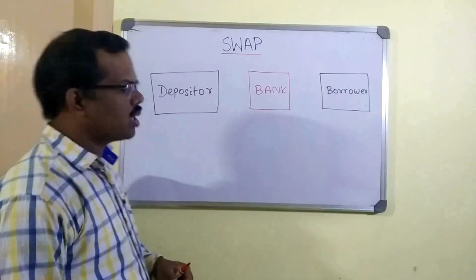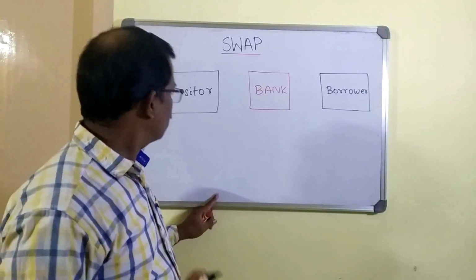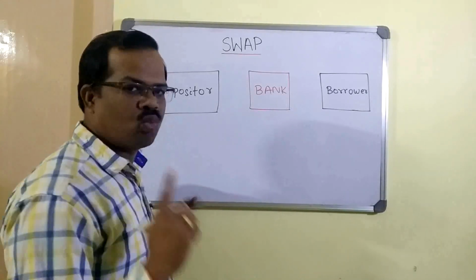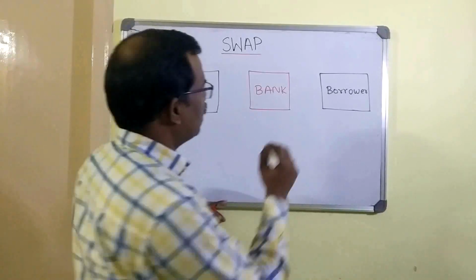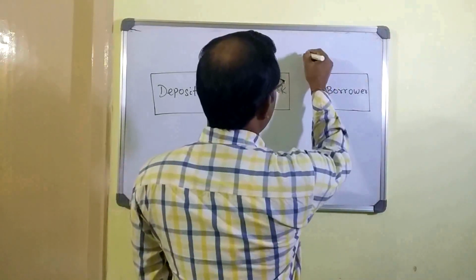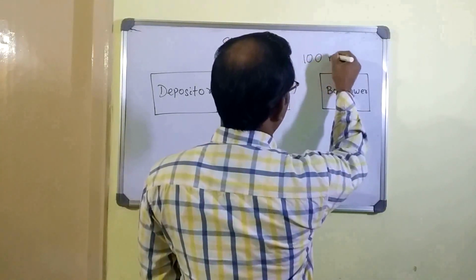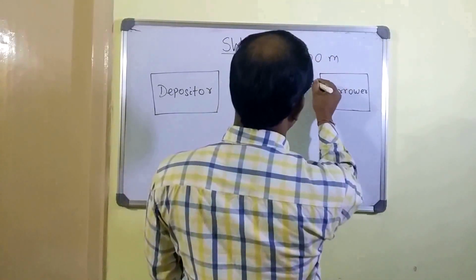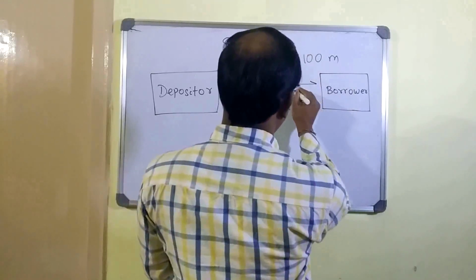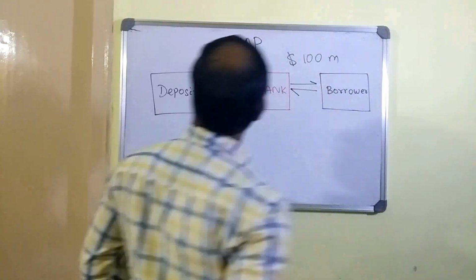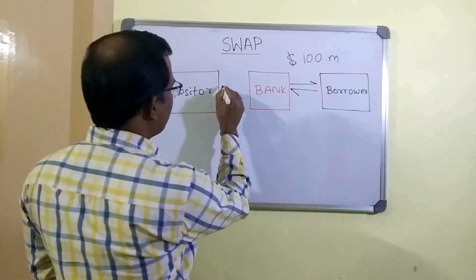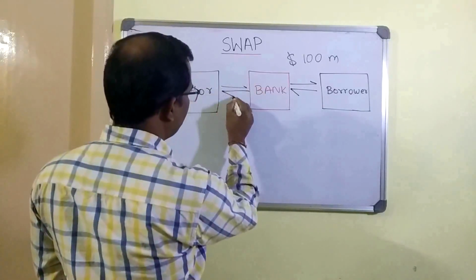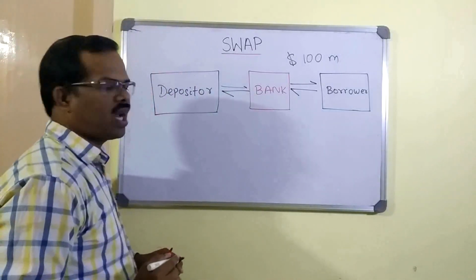Okay, let's start. Let us take a simplistic scenario where a bank has only one borrower and only one depositor. Let's say that the bank has lent around 100 million US dollars to the borrower. So the bank is earning interest on top of this 100 million, and this money the bank has raised from the depositor. That means the depositor has deposited money with the bank and the bank has to pay back the interest to the depositor.